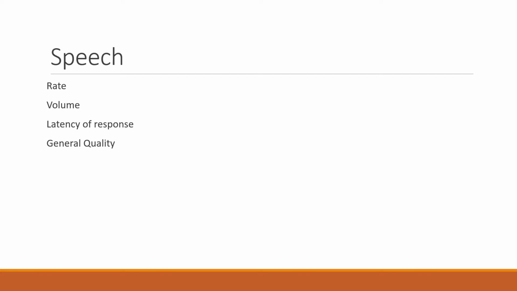Next is latency of response. Latency is when you ask a question to a patient, they think for a fraction of a second, right? That is called latency of response. It can be increased latency or decreased latency. So for example, a depressed or a psychotic patient may have an increased latency of response. Increased means there is a long pause before answering the questions. That is called increased latency of response.